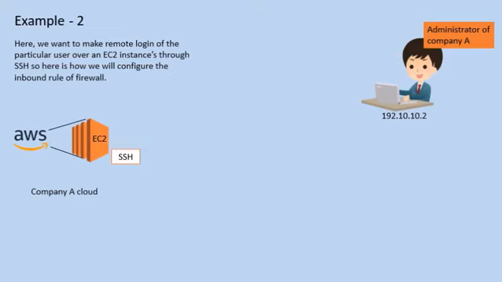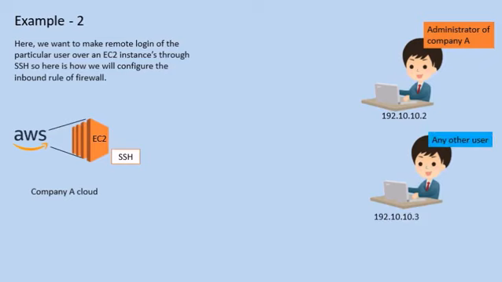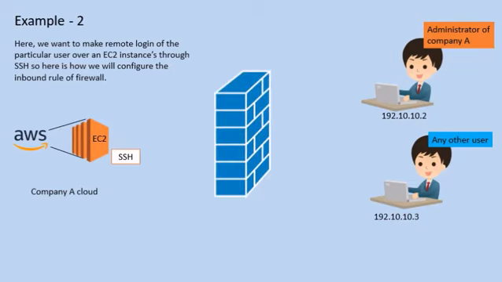192.10.10.2. One more thing we need to understand here is that when an administrator or a user wants to log in, then it should log in with a public IP address. It should not be a private IP address, because private IP addresses are not routable, whereas public IP addresses can. So here is any other user with IP address 192.10.10.3. Now we only want that administrator of company A should access.